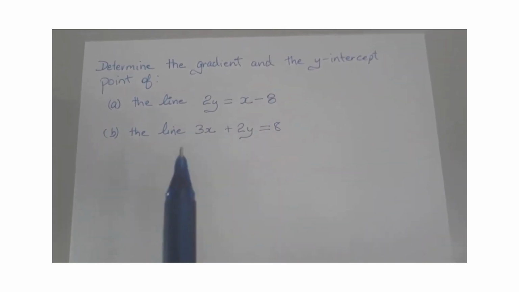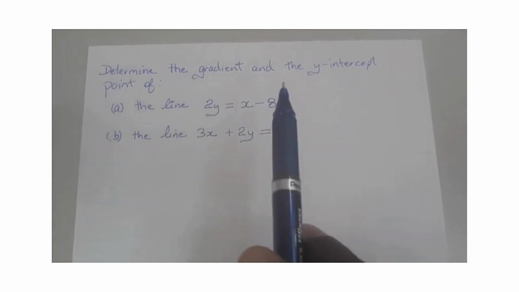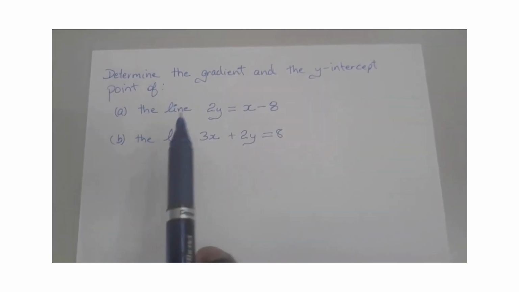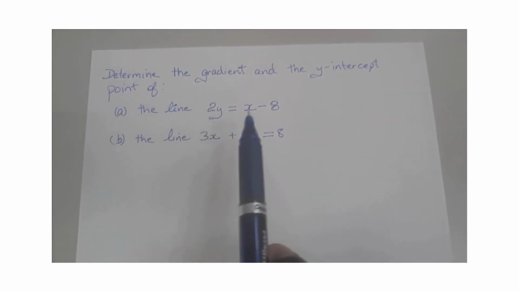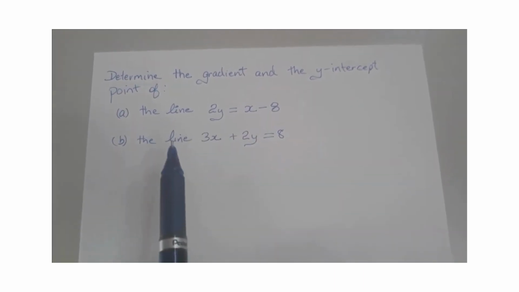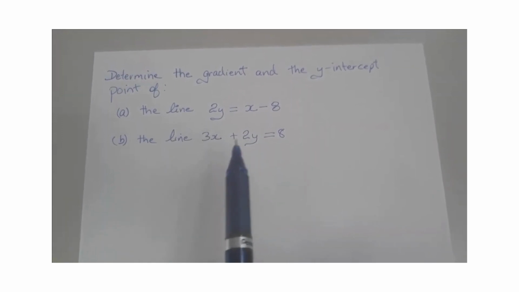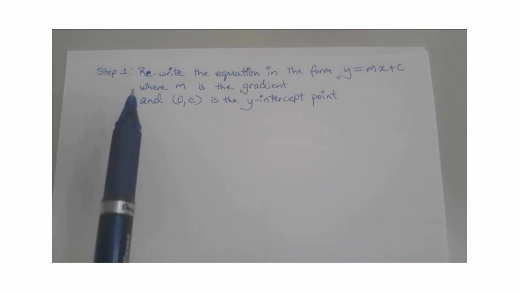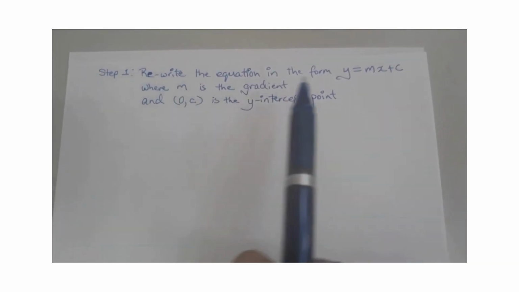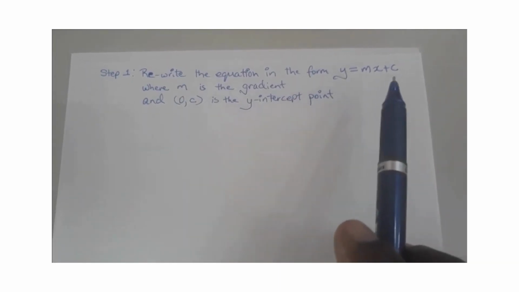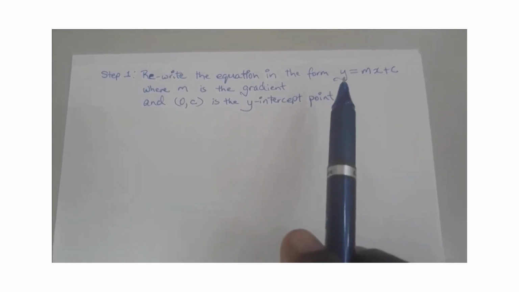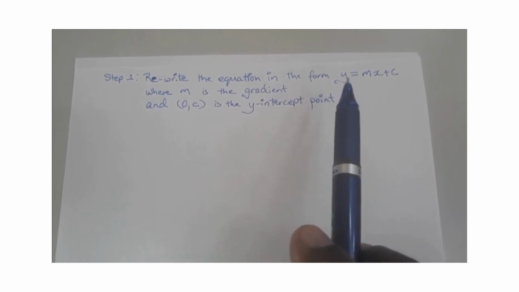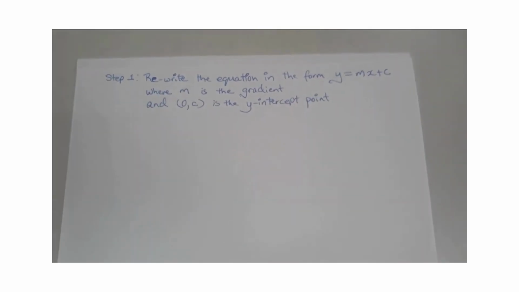In this question, we're asked to determine the gradient and the y-intercept point of two lines. The first line is defined by the equation 2y equals x minus 8, and the other line is defined by the equation 3x plus 2y equals 8. Now it's very important that we rewrite the equation in the form of y equals mx plus c. That is, the equation should start with y equals. In other words, y should be the subject.